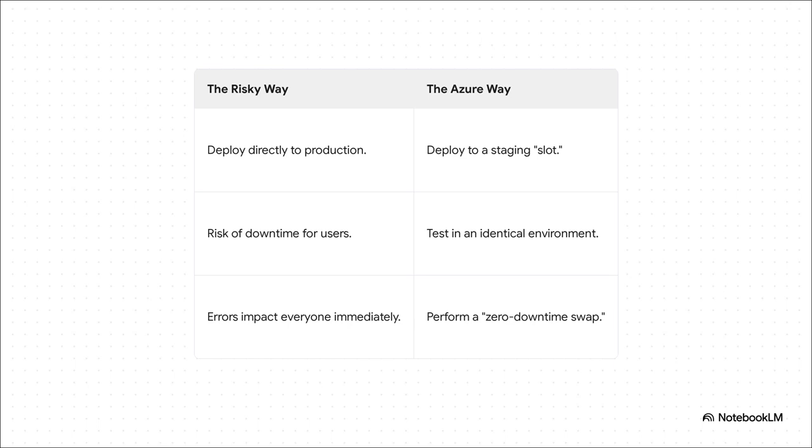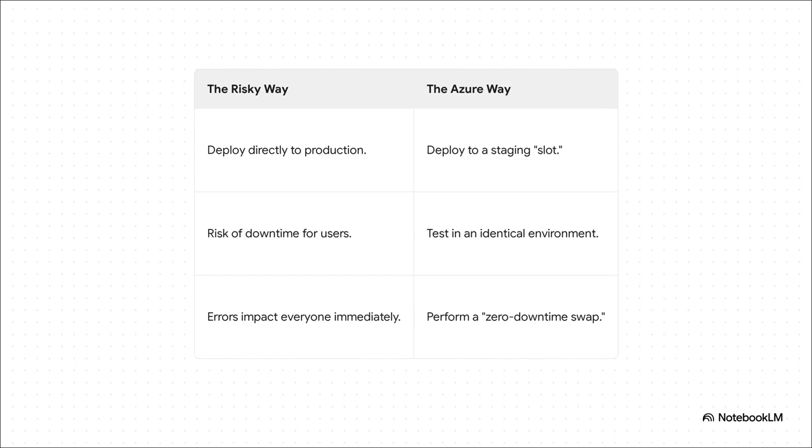While the Azure way is so much smarter. It uses something called a deployment slot. Basically, you push your new code to a safe staging area, test it out in an identical environment, and then, and this is the magic part, you perform a zero downtime swap with a single click. Your users? They never even notice an update happened.